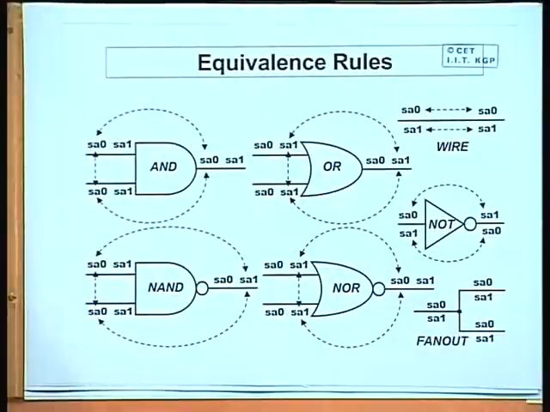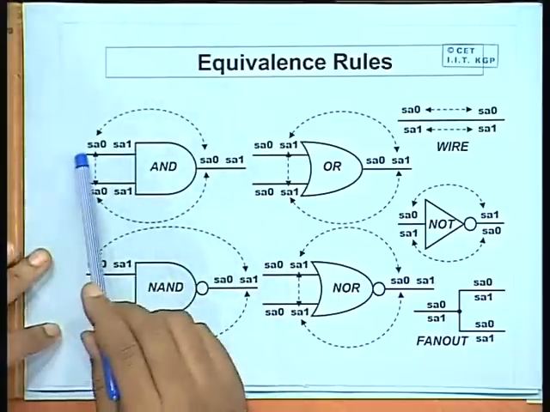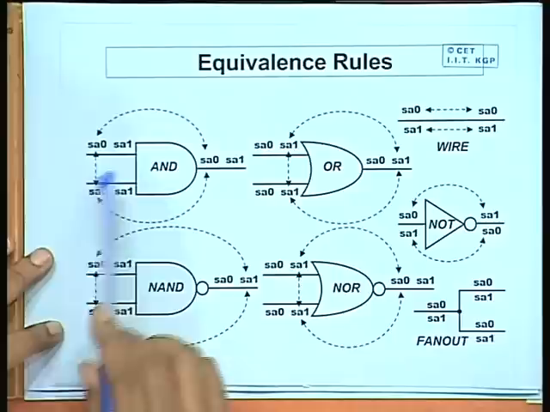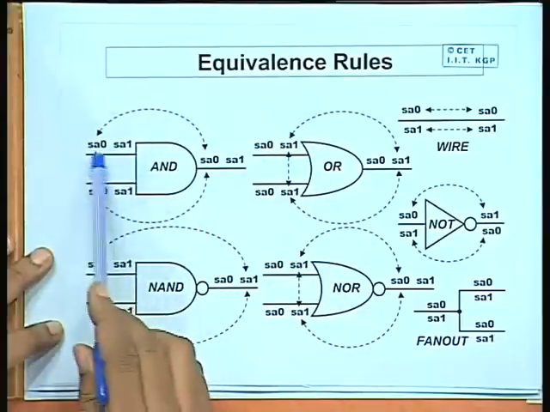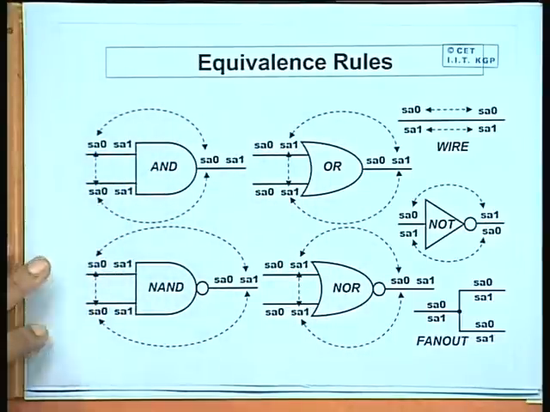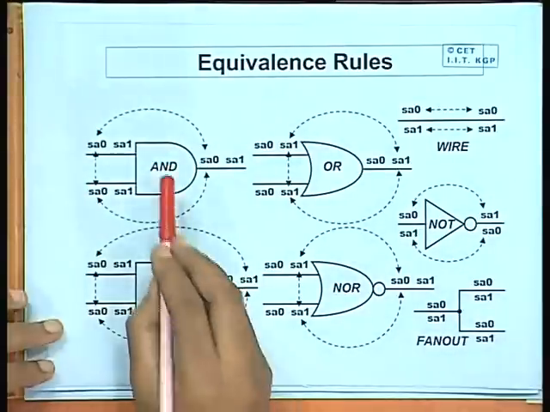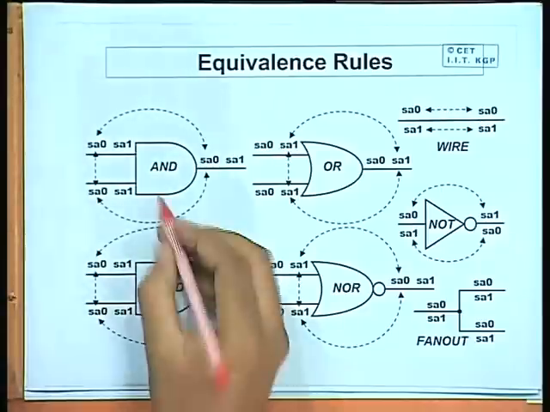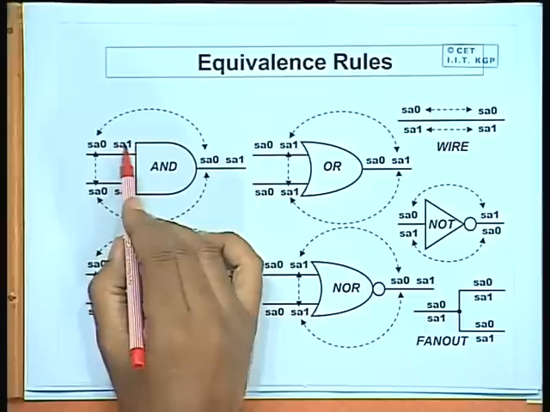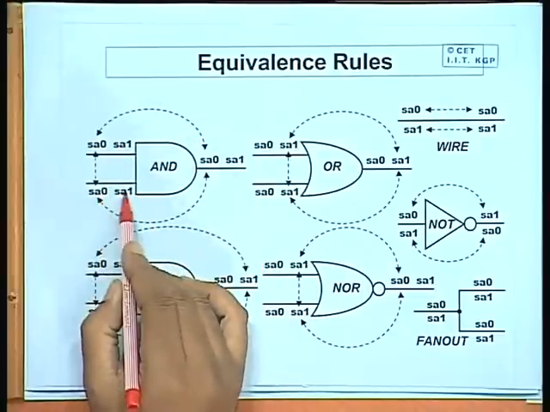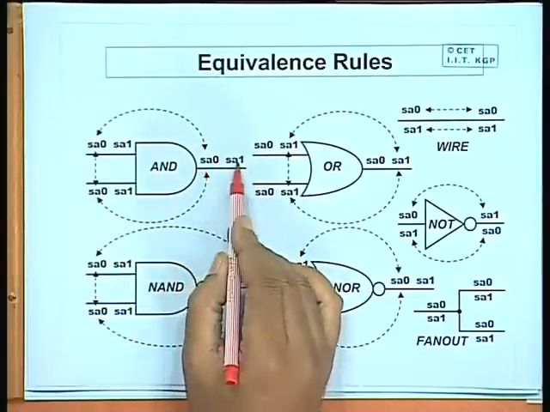I have a slide here which shows all the popular gates and their impacts with respect to fault equivalence. Without loss of generality, we are considering 2 input gates. You can easily extend them to gates of any number of inputs. First, let us consider an AND gate. AND gate input can be stuck at 0, stuck at 1. This line also stuck at 0, stuck at 1, output also stuck at 0, stuck at 1.